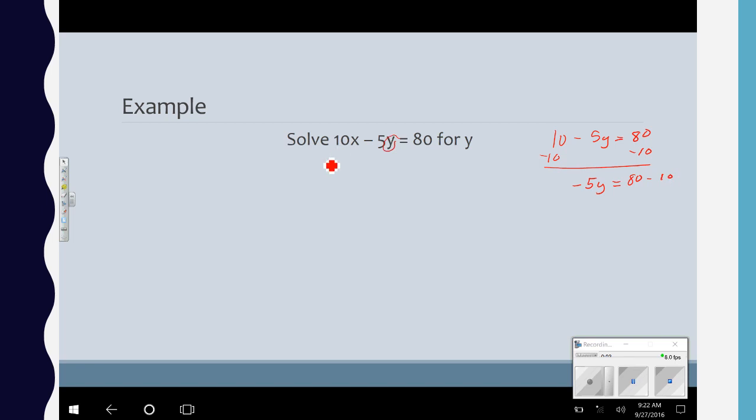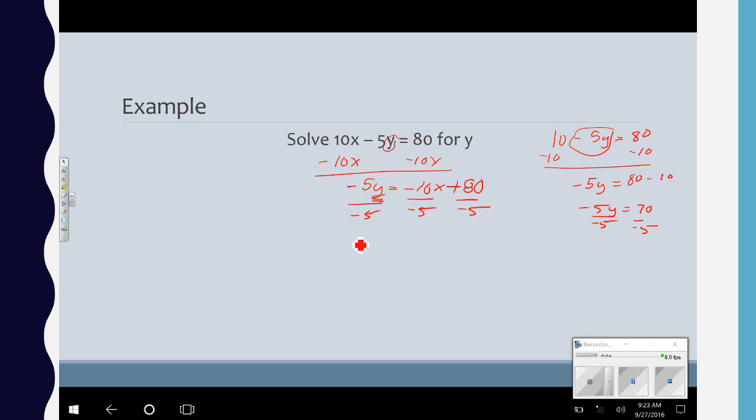So if I subtract 10x from both sides, that means I'm going to get negative 5y equals negative 10x plus 80. Please make sure you're not missing that negative. Remember that the subtraction goes with that term and makes it a negative. Okay. So now, just like here, all I have to do to get y by itself is divide by negative 5. I'm going to divide everything by negative 5.